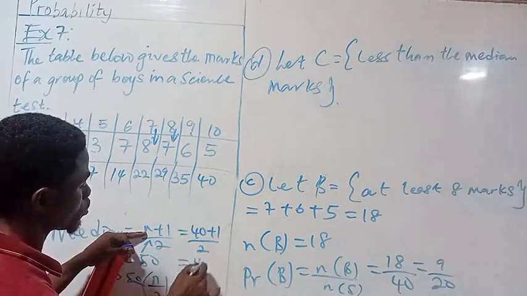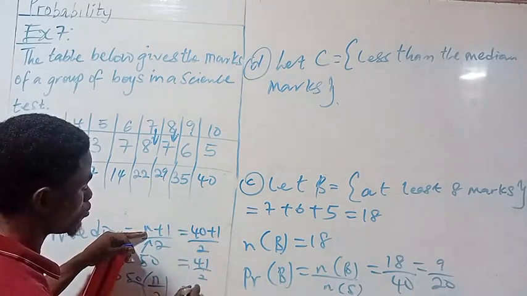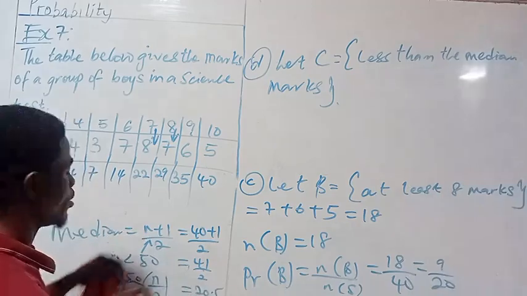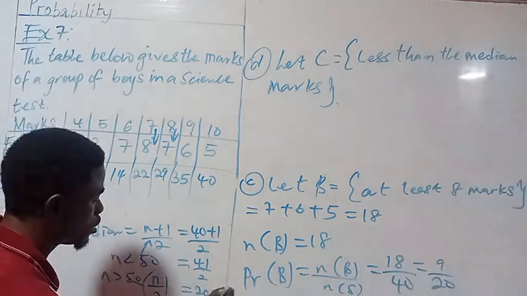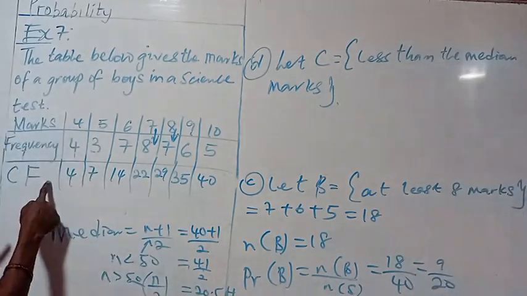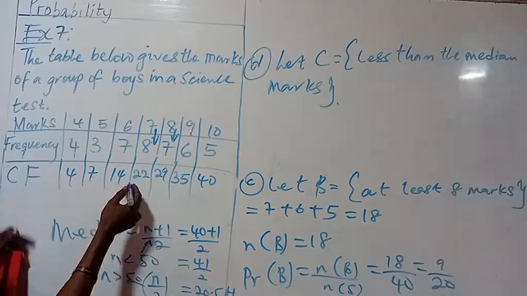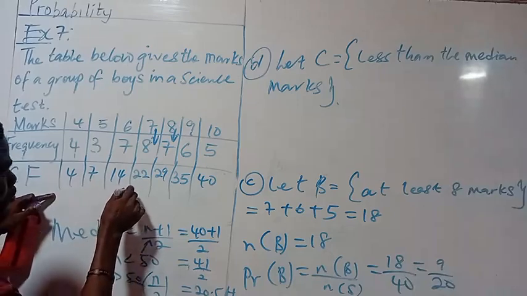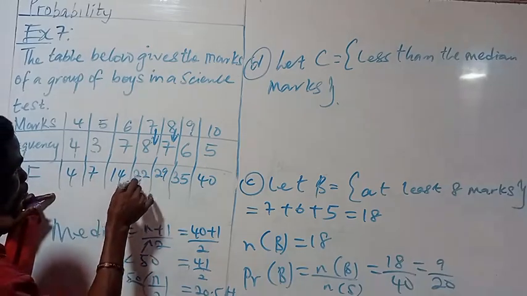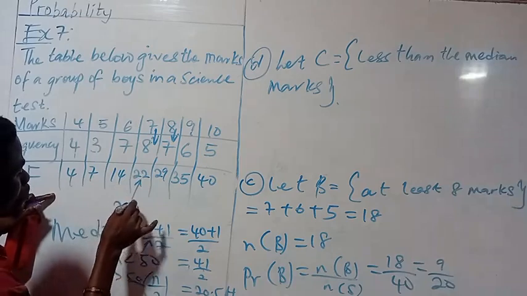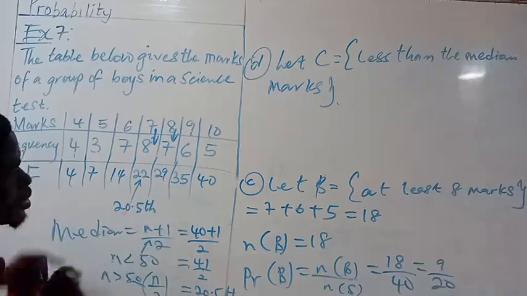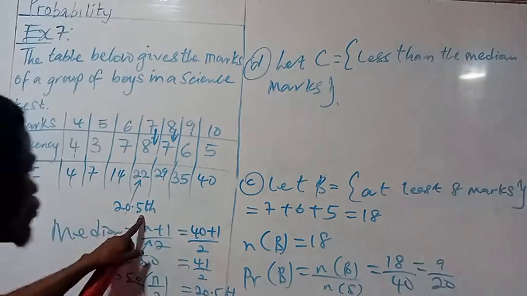So this one gives you 41 over 2. And what do we have? We have 20.5. Now let's look at the position of this 20.5. This is 20.5. Are you getting it? So that is the position of this 20.5.